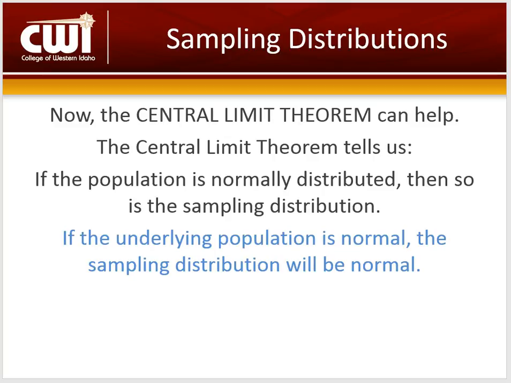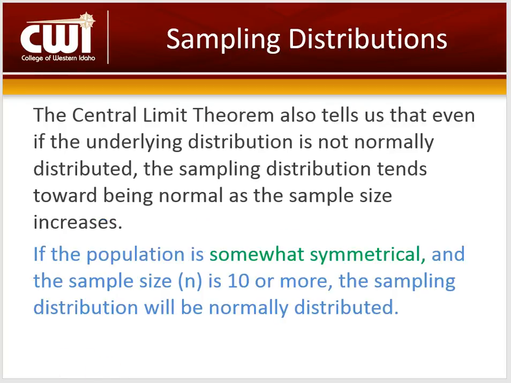The central limit theorem can now be used to describe the sampling distribution. The central limit theorem tells us that if the underlying population is distributed normally, then the sampling distribution will be distributed normally. This is true regardless of the sample size. The central limit theorem also tells us that even if the population is not normal, the sampling distribution will tend toward being normal as the sample size increases.